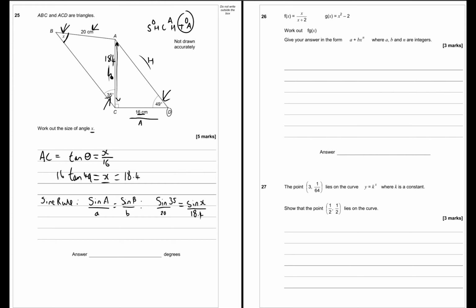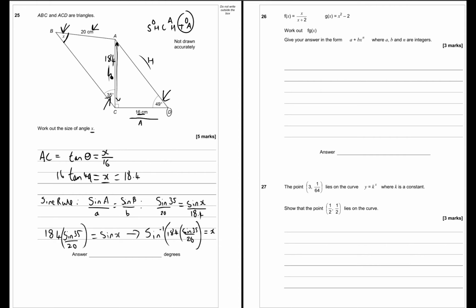So we're going to rearrange this to get an expression. We're going to move the 18.4 to the other side. 18.4 times sine of 35 over 20, and that's all in brackets, equals sine of x. So we've got one more step. We're going to take the inverse sine of all of the other side, and that's going to give us x. So the inverse sine of 18.4 times sine 35 over 20.